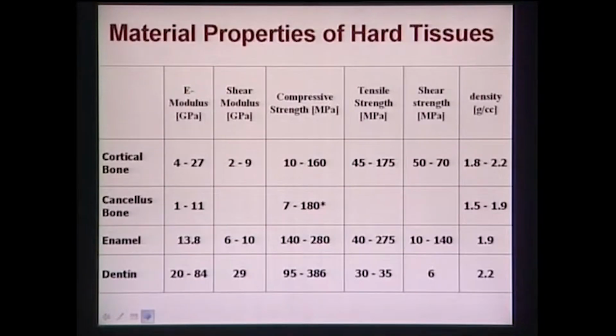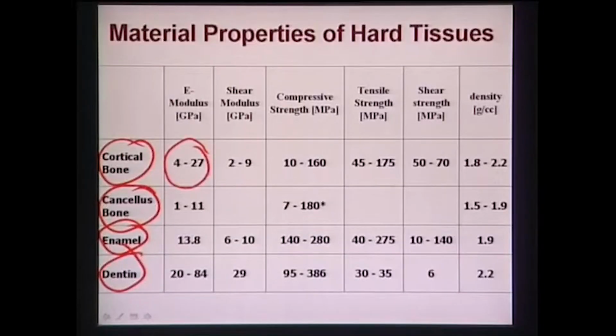Now this slide gives you a table of the range of properties that is typically measured for different parts of the bone, like cortical bone, cancellous bone, enamel and dentin. Enamel and dentin are the hard tissues of the teeth, right? Enamel is the outer part, dentin is the inner part. Similarly, cortical bone is the surface, cancellous bone is the inner core.